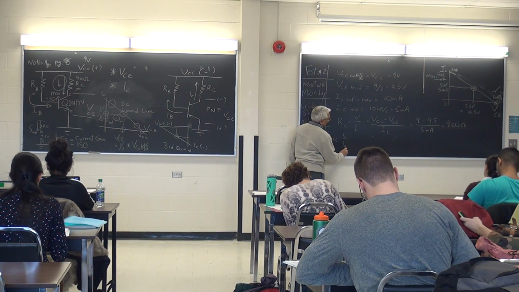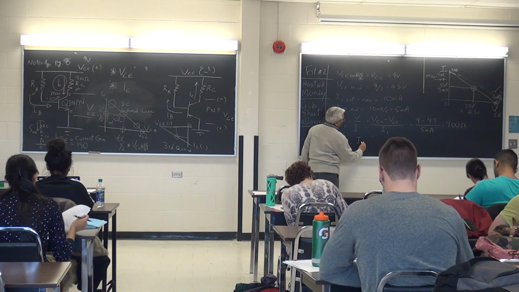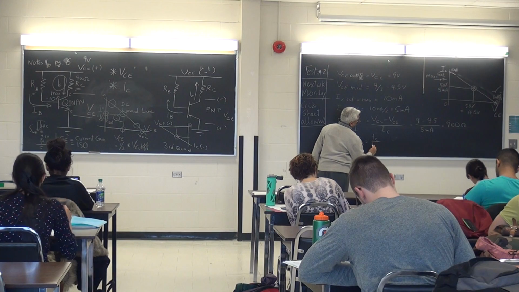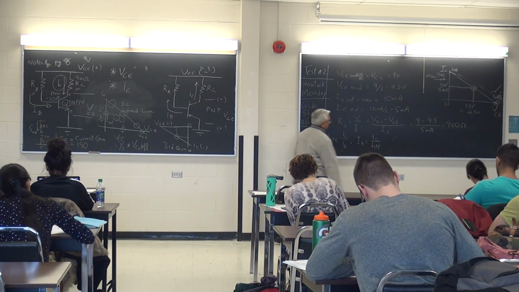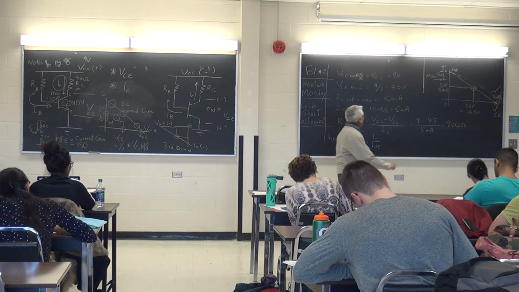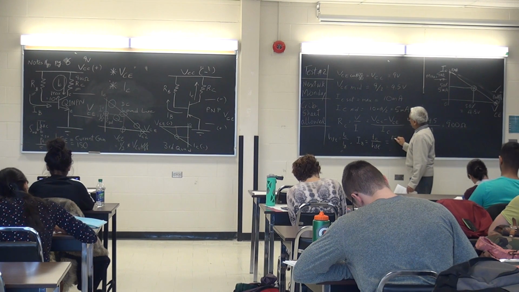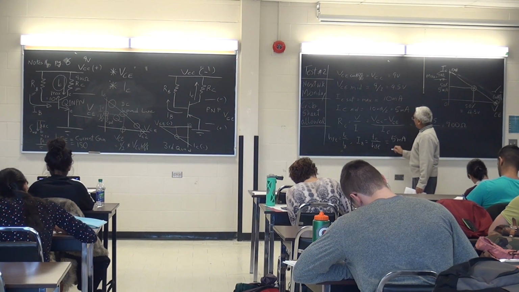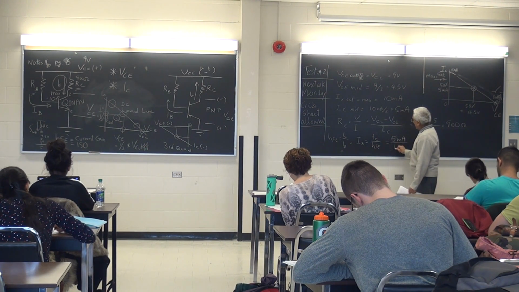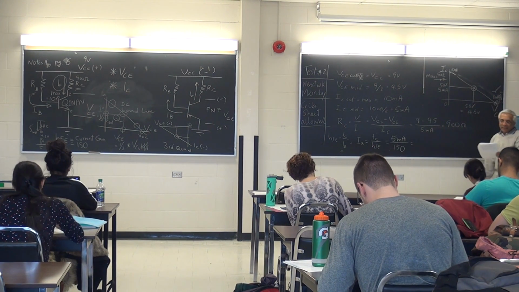IC over IB. So if I manipulate this and write it for IB, how can I write it? Would it be IC over HFE? Okay, so that's what I'm going to do. I know the value of IC, which is 5 milliamps, my Q point. HFE, 150. It's given, isn't it? So that's how I calculate IB.